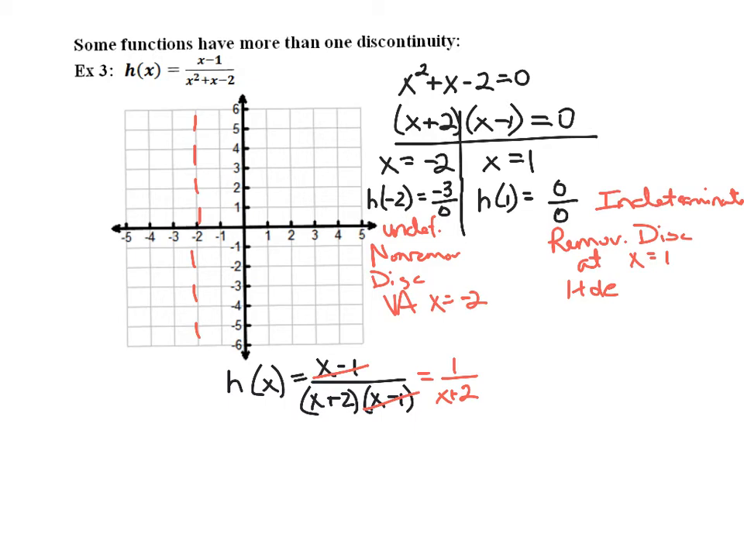I know that it exists at x equals 1, so if I find h of 1 now, I'm going to get 1/3. So substituting 1 in here, the hole is going to exist at (1, 1/3). Let's find the rest of the function values. So I'm going to make a table of values here so that I can graph the rest of this graph.